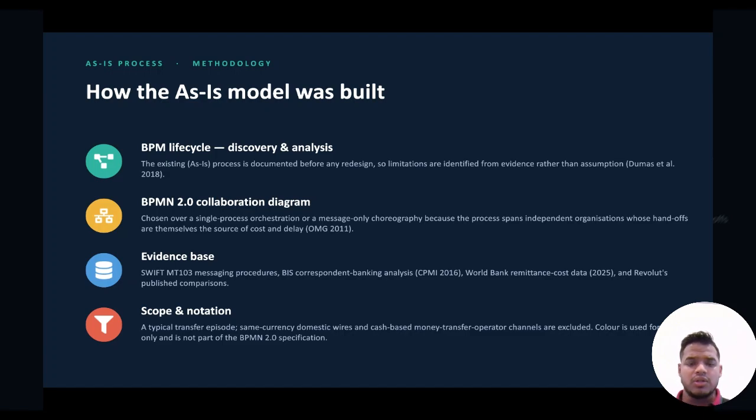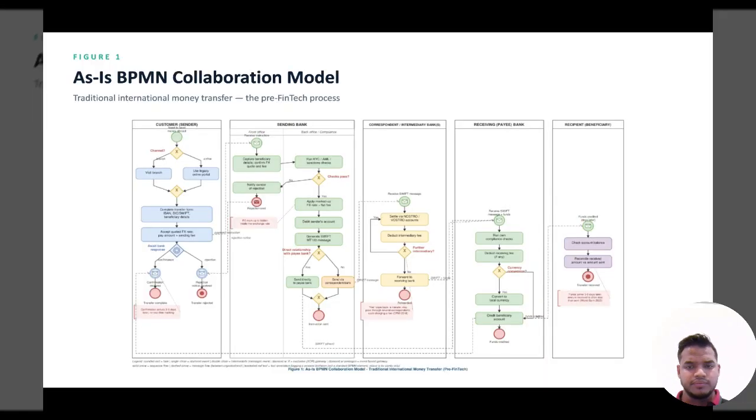Our model is built on an objective evidence base, including SWIFT messaging protocols, Bank for International Settlements correspondent banking data, and the World Bank remittance metrics. For scope, the model focuses purely on a standard cross-border, cross-currency transaction, excluding domestic wires and cash-based money transfer operators.